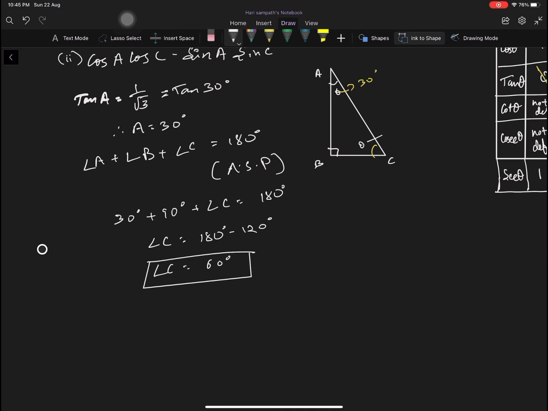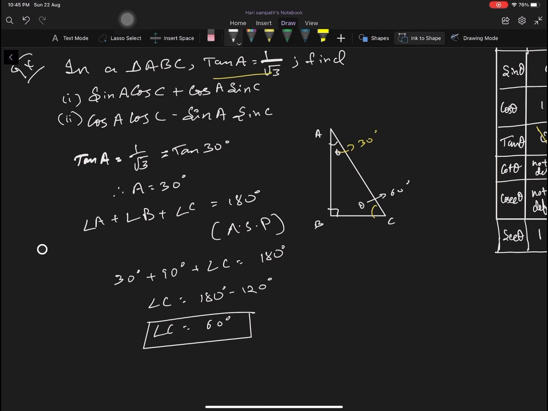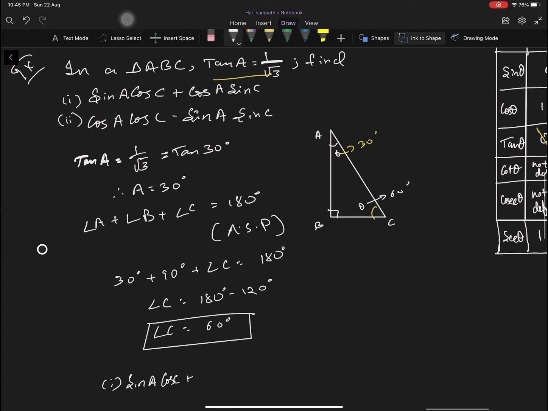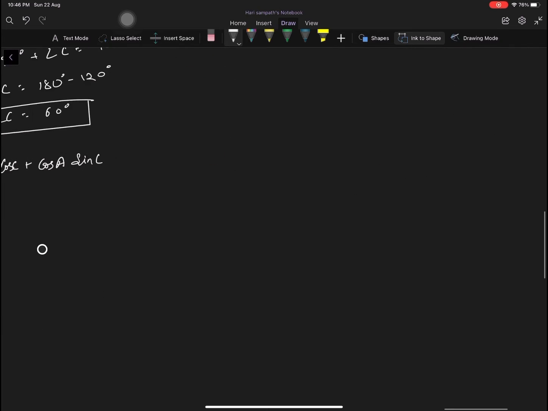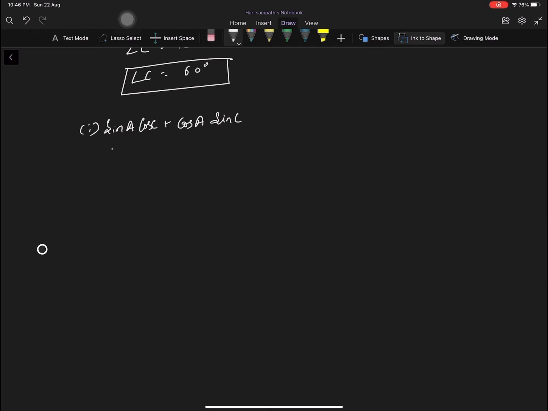This is gonna be very easy. We're gonna be needing the trigonometric table again. So I'm gonna first note down the question so that all of you can see it. Sin A cos C plus cos A sin C. And I'm going to be noting down the values so that we can easily substitute them. Sin 30 degrees cos 60 degrees plus cos 30 degrees sin 60 degrees.